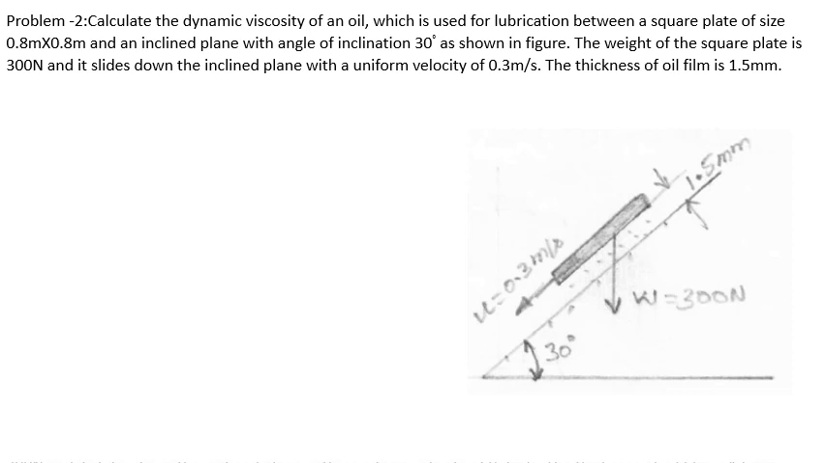So here the area of the plate is given, and that plate is moving at a uniform velocity of 0.3 meter per second. The weight of that square plate, acting in the downward direction, is 300 Newton, and the plate slides over the inclination of 30 degree, and the lubrication oil is filled in that gap of 1.5 millimeter. Now find out the dynamic viscosity of that oil.